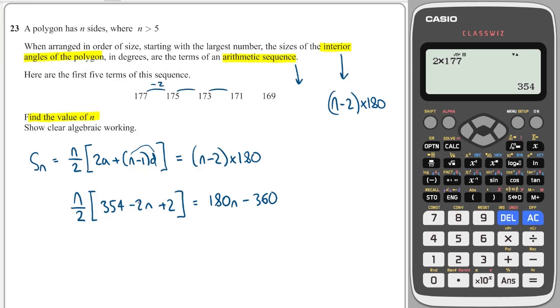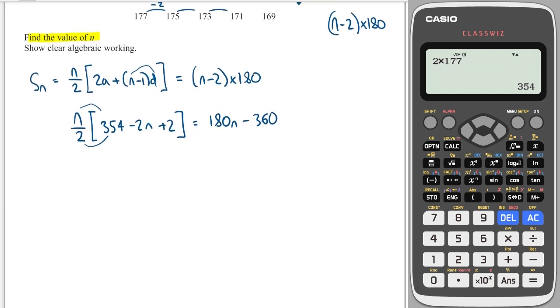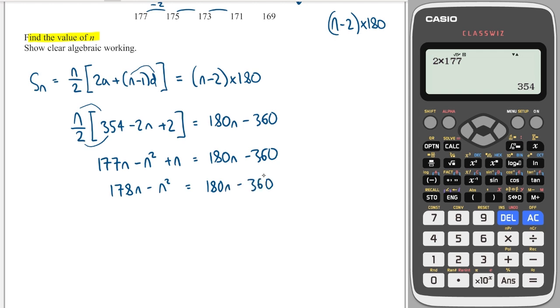Okay, I'm going to multiply this bracket, and everything needs to be multiplied by n and then divided by 2 as well. So I'm going to get, we know that 357 divided by 2 is 177 times n. We're going to get an n squared, because we're dividing that by 2 times by n. And we're going to get 1 times by n is just n. And that's equal to 180n minus 360. So this is 178n minus n squared is equal to 180n minus 360.